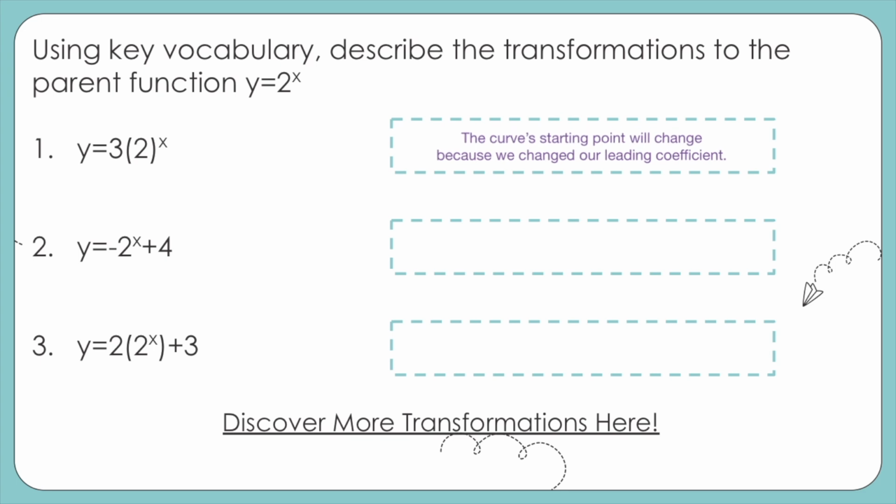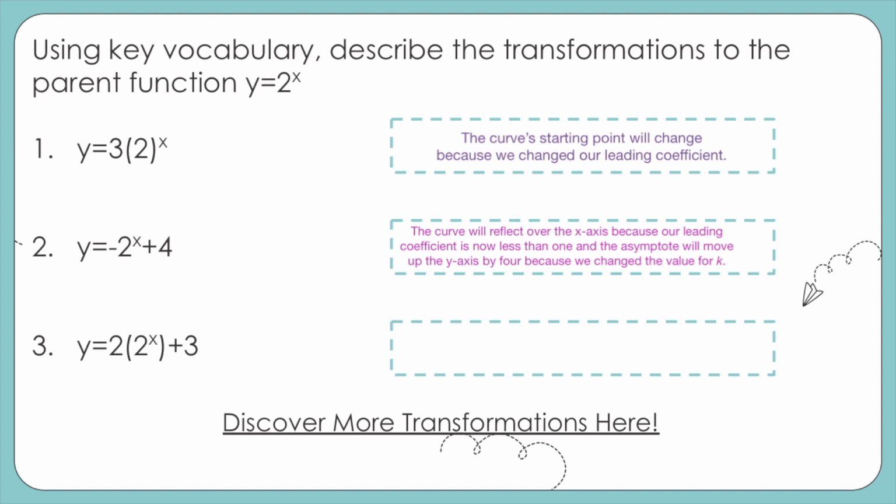In the second one, we can see that we've changed the 2 to the x power to a negative, so therefore that's going to cause the curve to reflect over the x-axis. We also have changed the asymptote to +4. So therefore, we're going to change the starting point, we're going to reflect over the x-axis because we changed that to -2, and we're going to move up the y-axis by 4 because we've changed the value of k to +4.